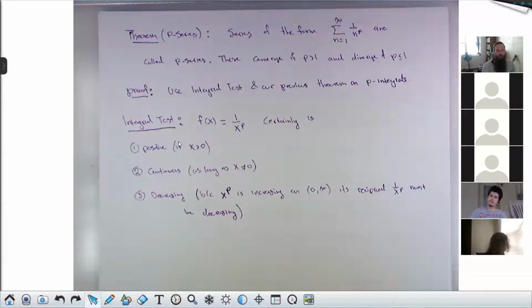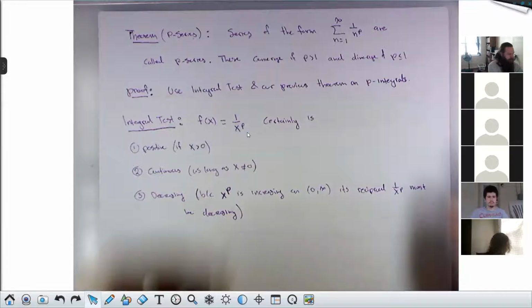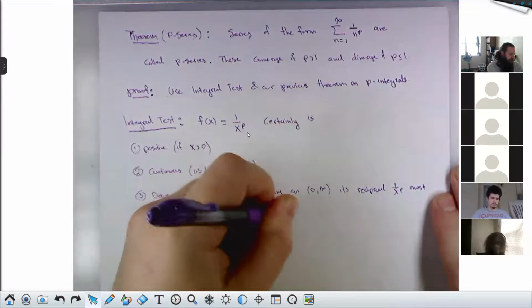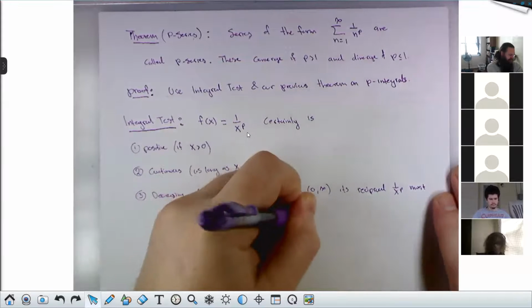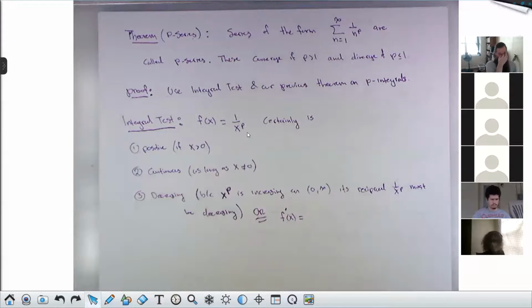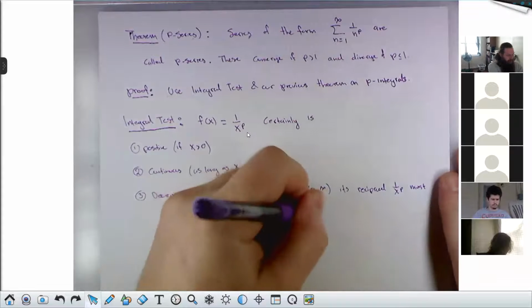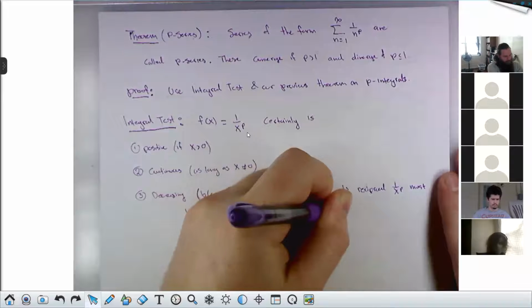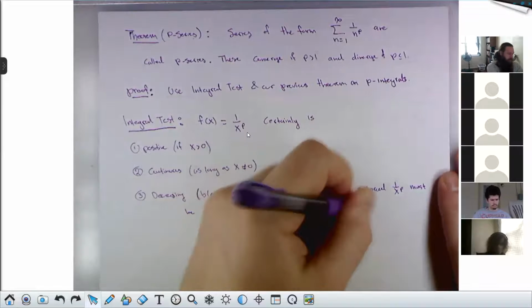If you want to go through a derivative argument, you can do that too. The derivative of this guy, you could say f prime of x is negative p over x to the, what's that? So negative p times x to the negative p minus 1.